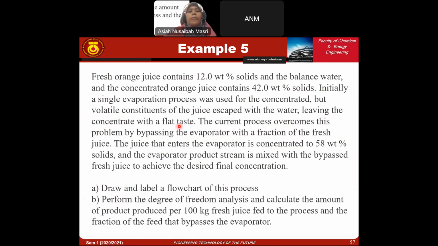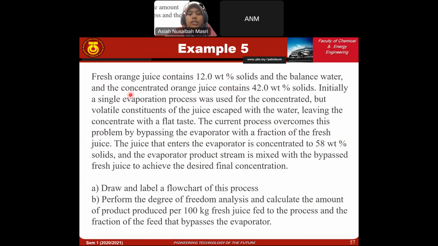All right, now let's see the question. Fresh orange juice contains 12 weight percent solids and the balance water. And the concentrated orange juice contains 42 weight percent solids. So we have two streams here. One is the fresh orange juice, which contains 12 weight percent solids, balance water. How much is water? That will be around 88 weight percent water.